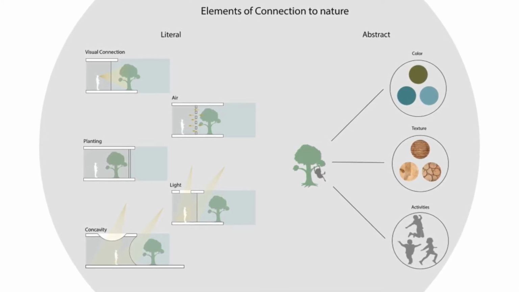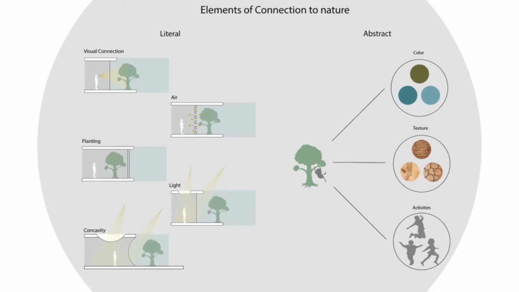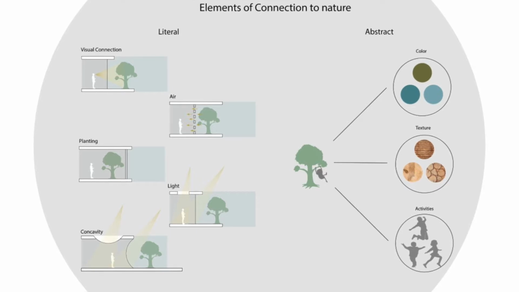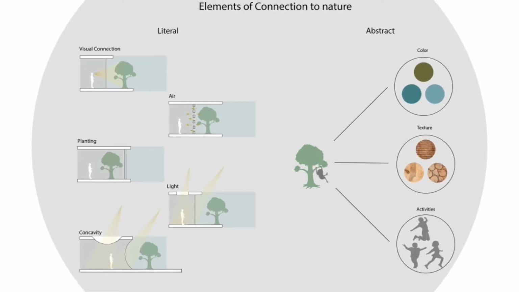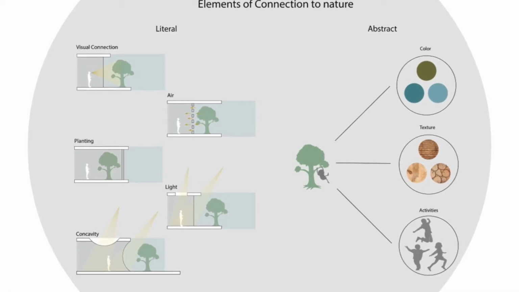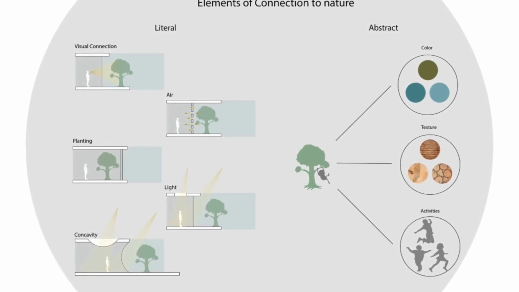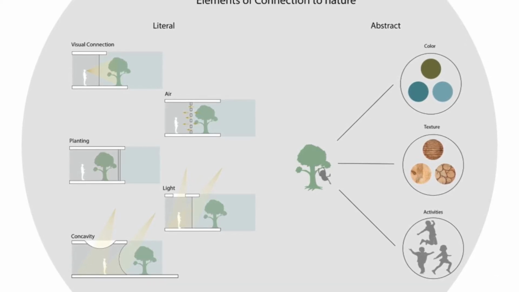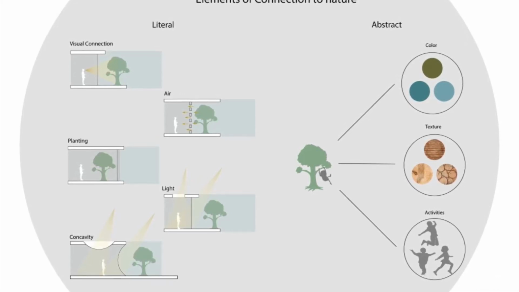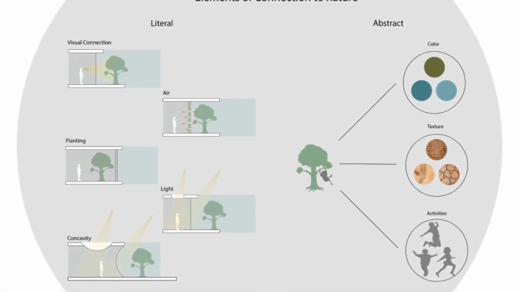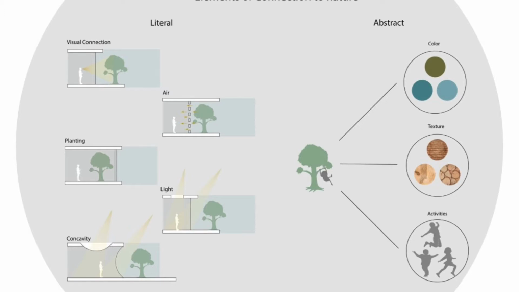Planting the indoor is another way to connect to nature, introducing natural light to the space and also choosing concave surfaces to maximize the surface area that connects to nature. When it comes to abstract connection, it could happen through the use of colors and textures as a metaphor to evoke nature, such as wood texture or tree colors.